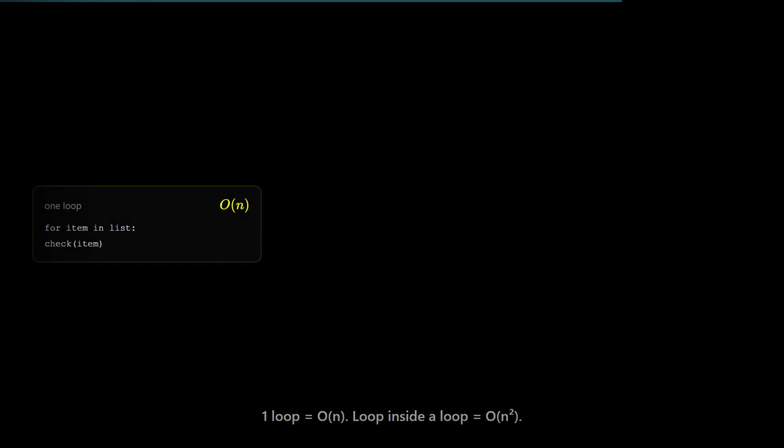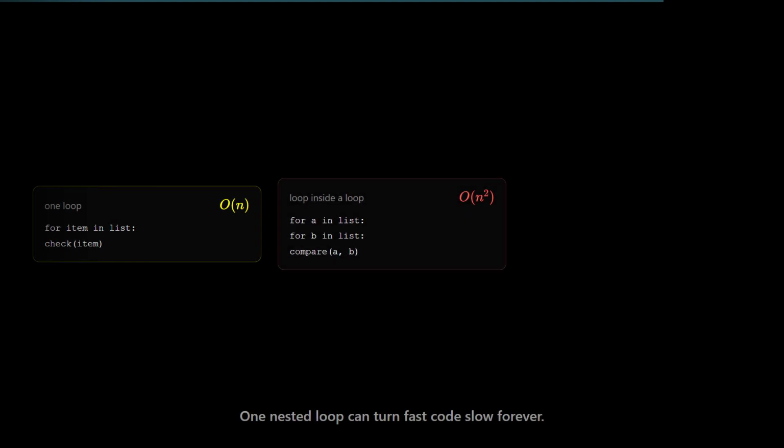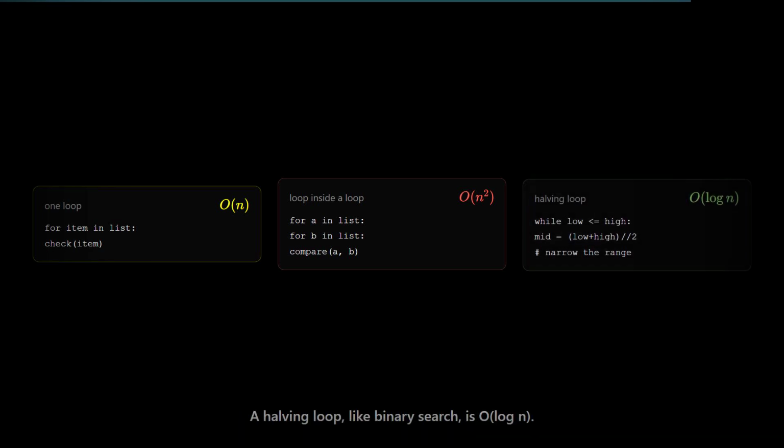In your code, one loop is usually O(n). A loop inside a loop is usually O(n²). That's why a single extra nested loop can turn a fast function into one that never finishes. And a halving loop like binary search gives you O(log n).